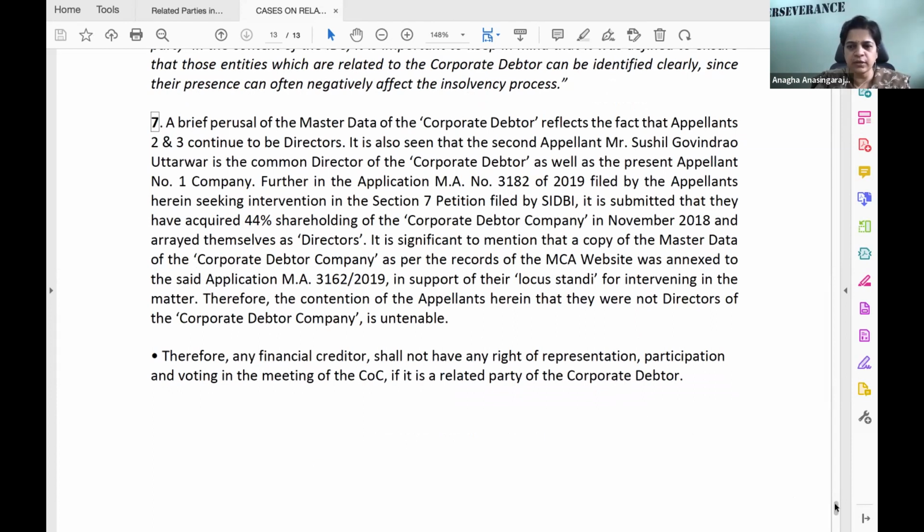This is decided based on the Phoenix judgment. So in this case, it was held that these two are indeed related parties by way of their own submissions, which they have made before the NCLT in different proceedings. So they are held to be related parties, and accordingly, they cannot now be allowed to take advantage of the fact and try to come onto the CD, on the COC.